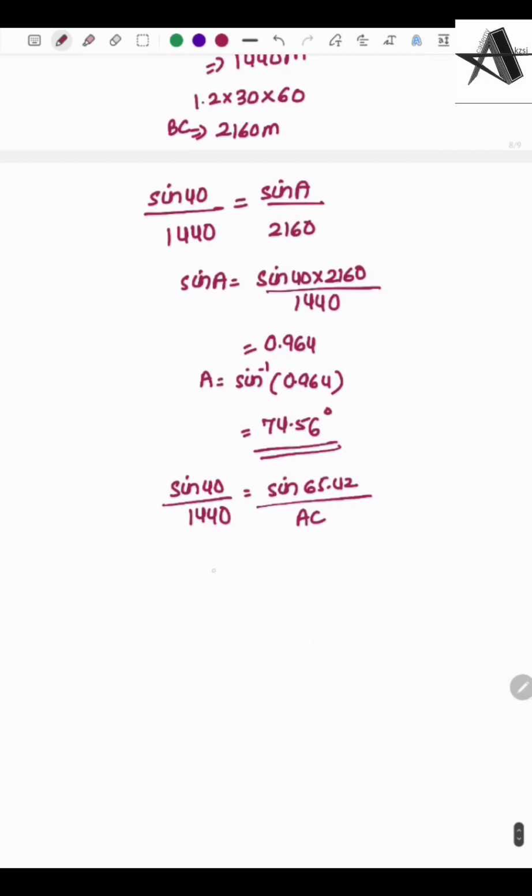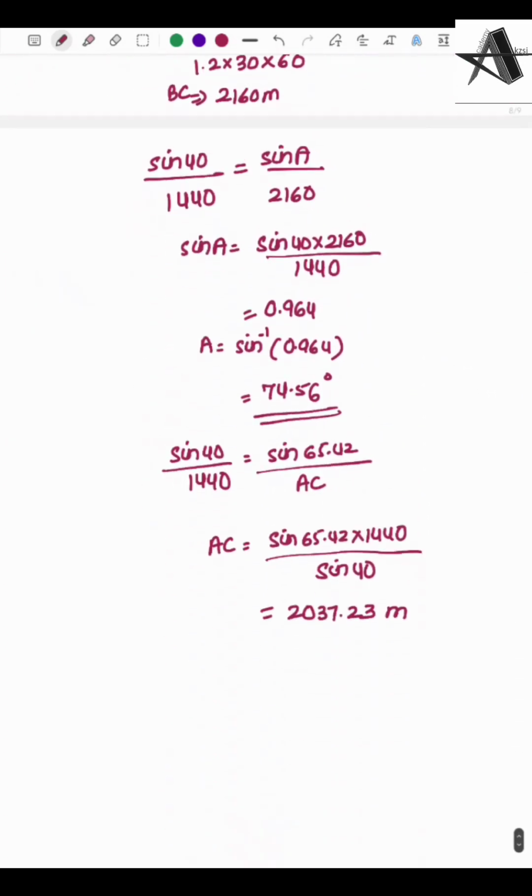On cross multiplying, I'll get AC as sine 65.42 into 1440 over sine 40 degrees. On solving, I'll get the answer as 2037.23. This is your distance in meters. So the length of AC is 2037.23 meters, or he walked 2037.23 meters ultimately, with a speed of 1.5 meters per second.